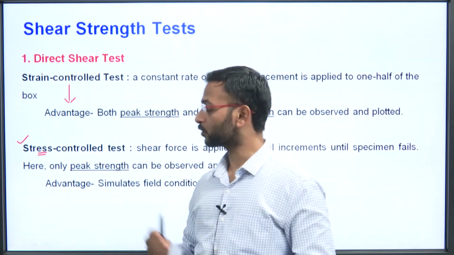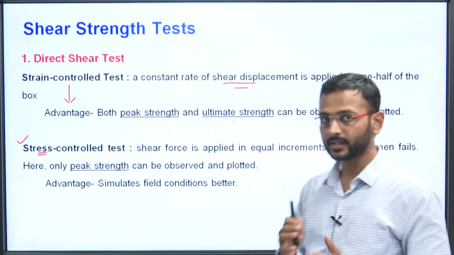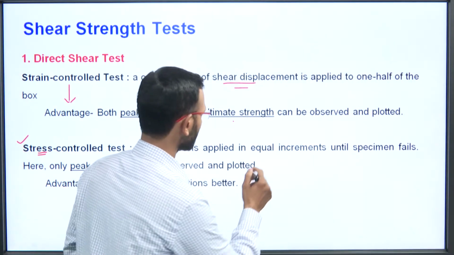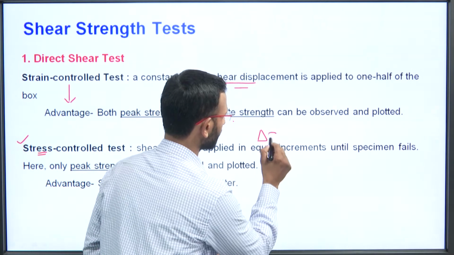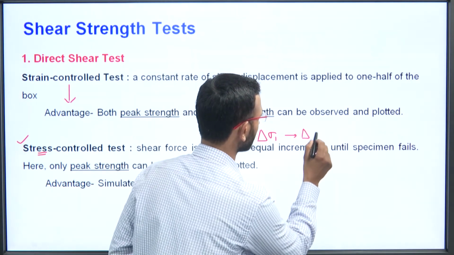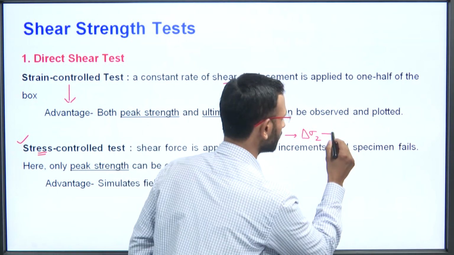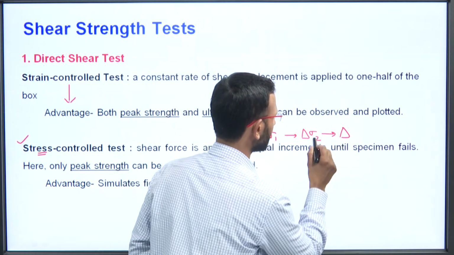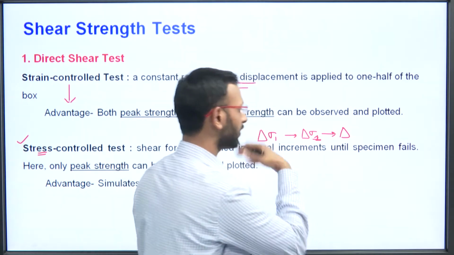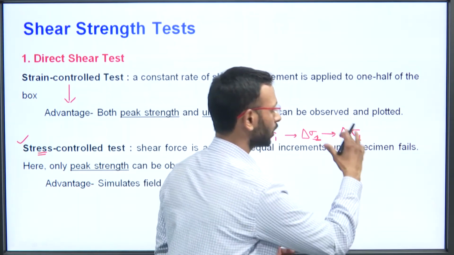But in case of the stress control test, what happens there? Here the shear force is applied in equal increments until the specimen fails. So let us say first you applied delta sigma 1, again after some time you applied delta sigma 2, the failure was not observed, so you increased the force. Let us say even if you simply applied the same amount of force, delta sigma 1, then what happens? Next time also you applied. So what happens?